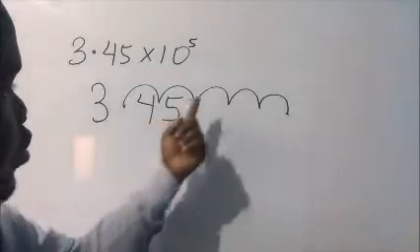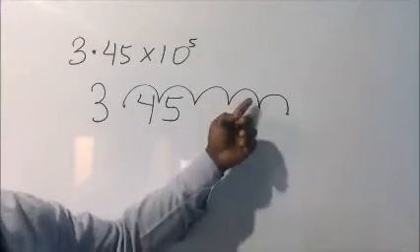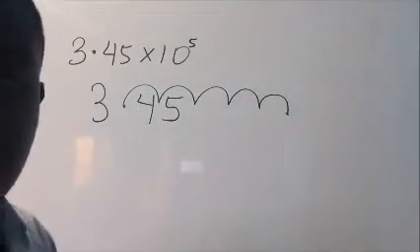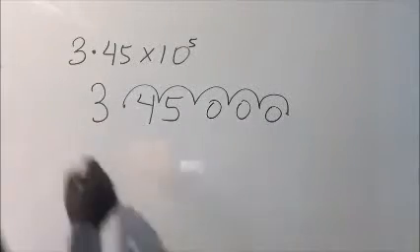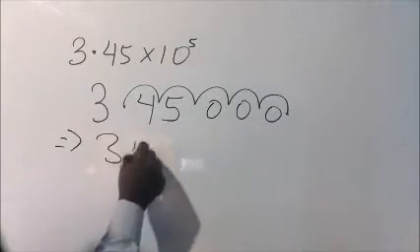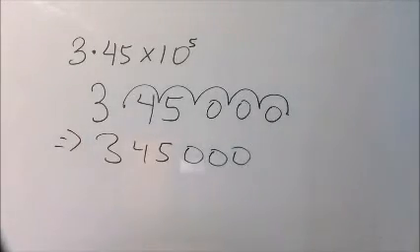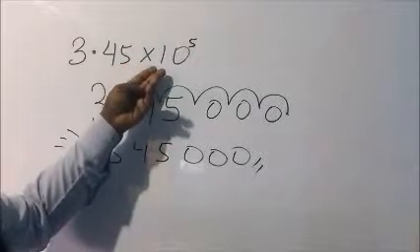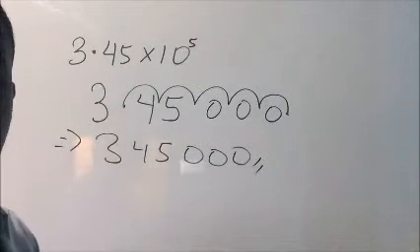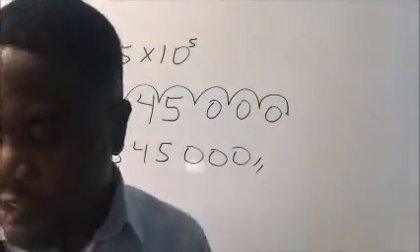So looking at this, we have some umbrellas. You need to fill it up. That is what I call it. Okay, we need to fill this up. What do we fill it up with? We fill it up with zeros. So our answer is what? 345,000. That is our answer. We have changed this number from standard form to normal numbers. Okay, good. Let's take another example.